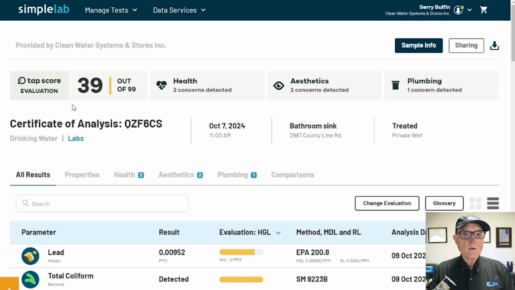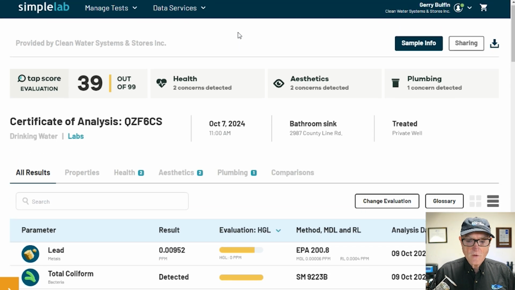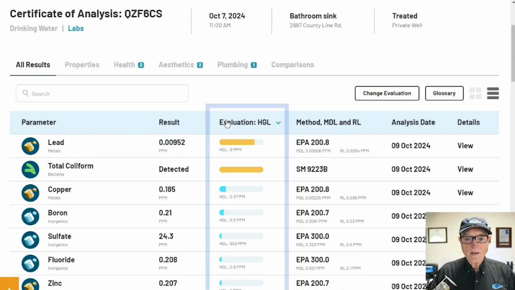Okay, so when you send in your samples for your SimpleLab water test, we usually get results within about a week, 1 to 2 weeks, but oftentimes it's in 5 to 6 days. You'll get an email saying the sample has been tested, and basically just click on the link in the email and it takes you to your page. So I've got a page pulled up here, and the first thing you'll notice is that there's different levels or evaluation levels.